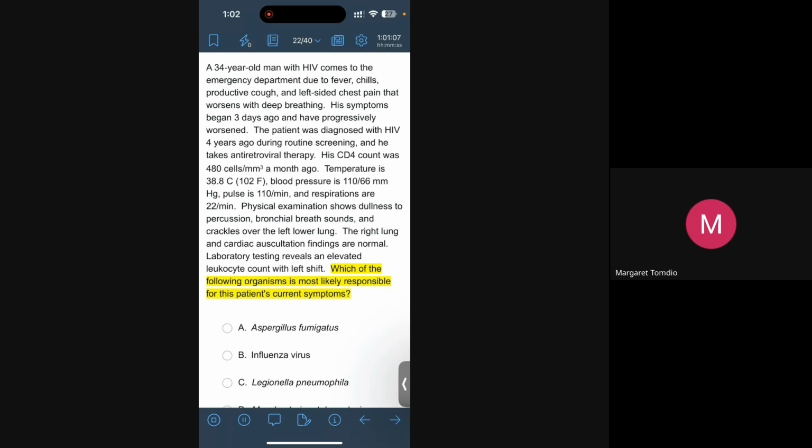The temperature is 102, which is also a sign that it is not walking pneumonia. Walking pneumonia has a low-grade fever, and this is not low grade. Laboratory testing reveals an elevated leukocyte count with left shift.